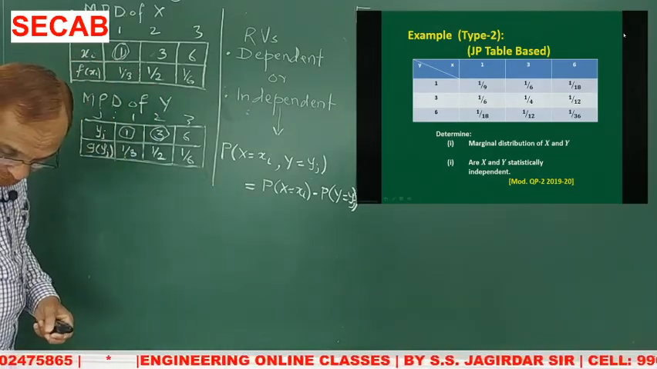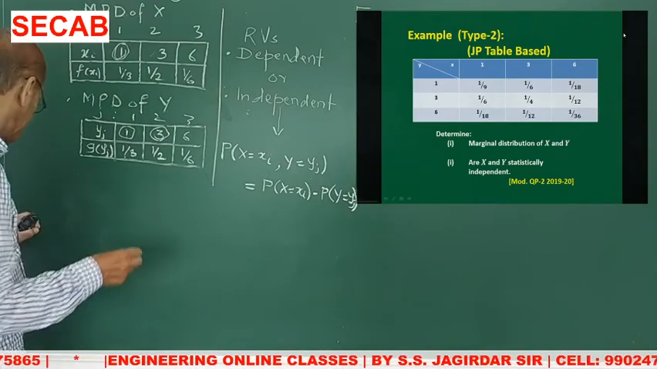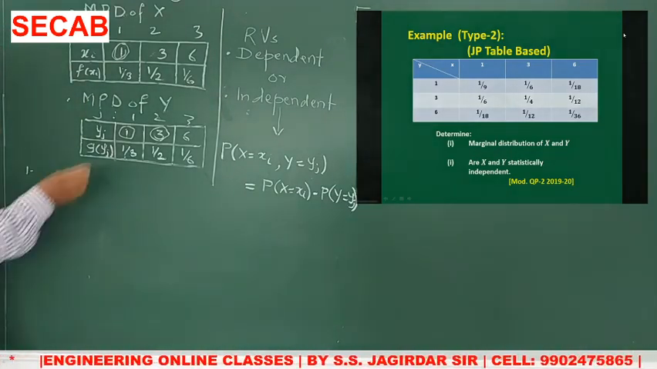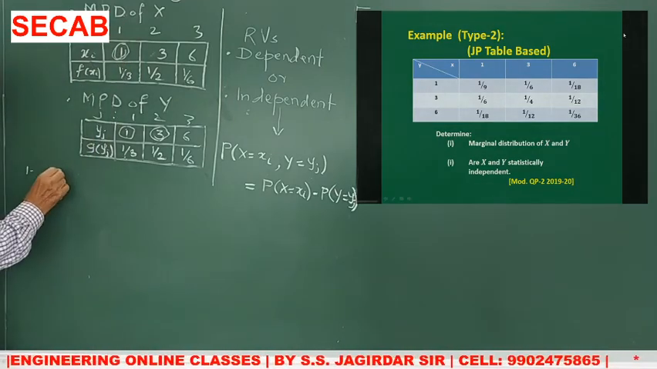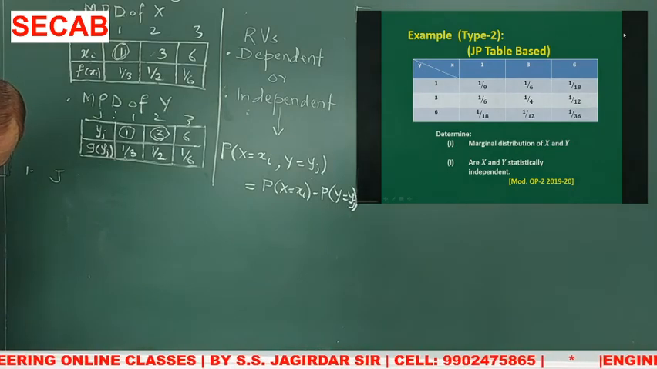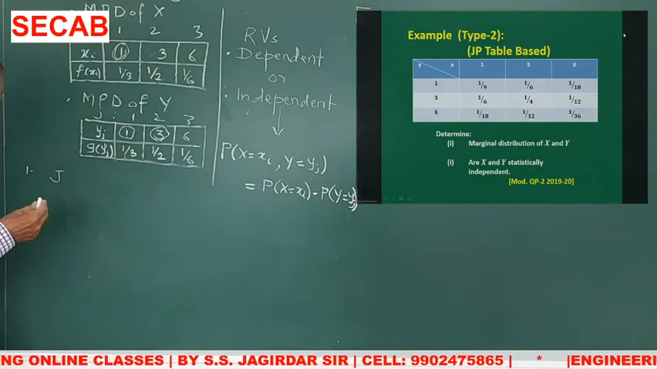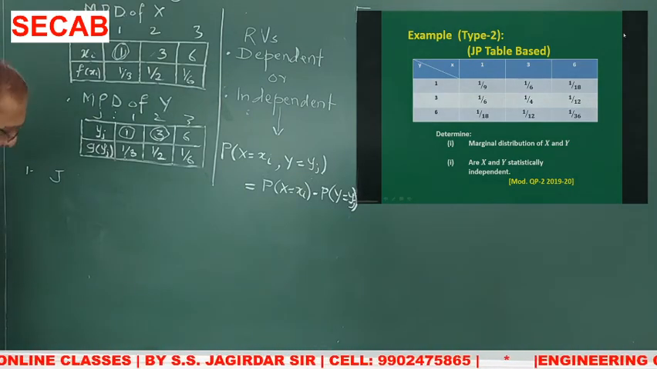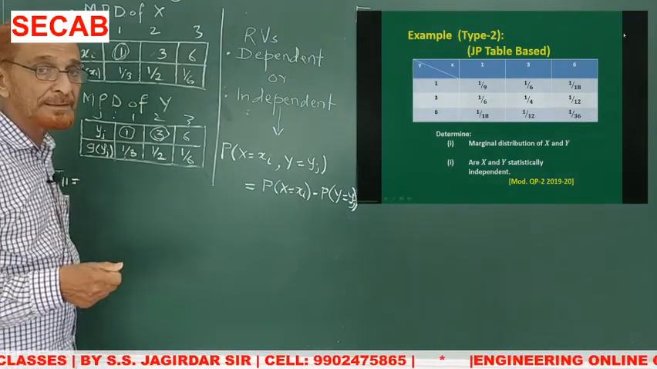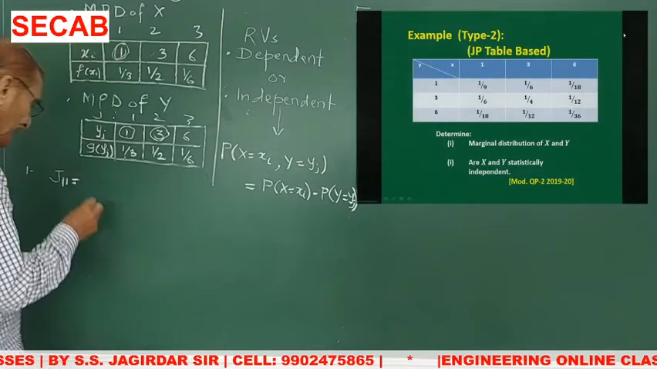Let's begin. So first I will take up one by one. I will begin here with the first calculation. So first I will take up J11. What is J11? Let's see in the table. J11 in the table is 1 upon 9.